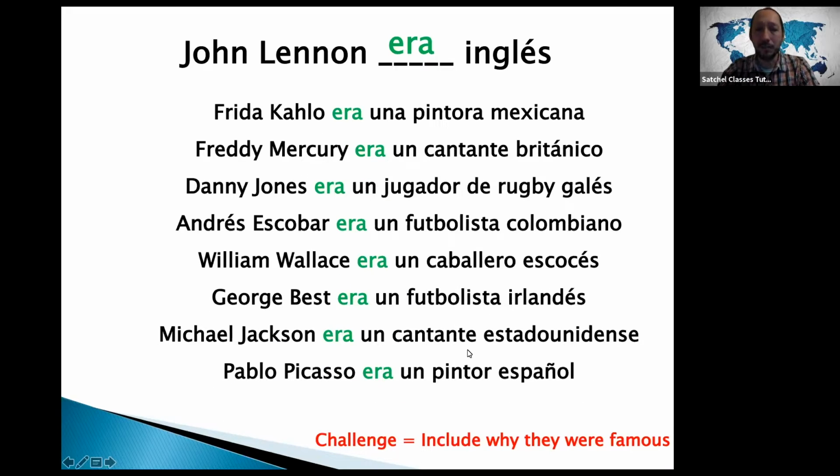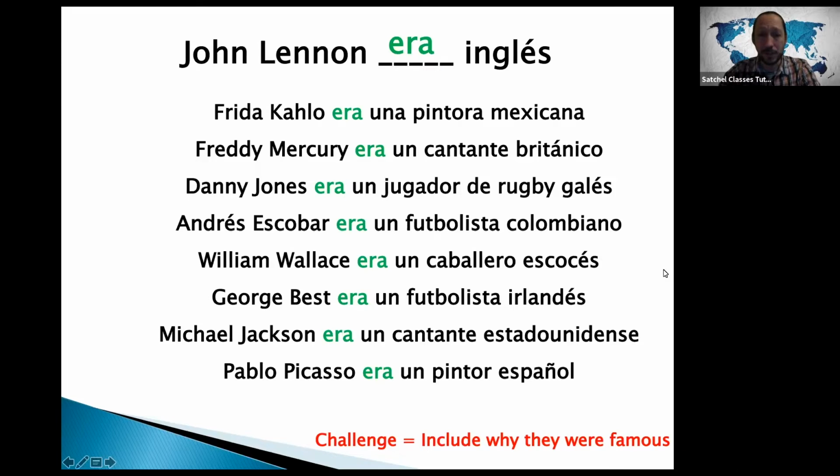So, Frida Kahlo era una pintora mexicana. By the way, I have included why they were famous. Freddie Mercury era un cantante británico. Danny Jones era un jugador de rugby galés. Andrés Escobar era un futbolista colombiano. William Wallace era un caballero escocés. George Best era un futbolista irlandés. Michael Jackson era un cantante estadounidense. Pablo Picasso era un pintor español.